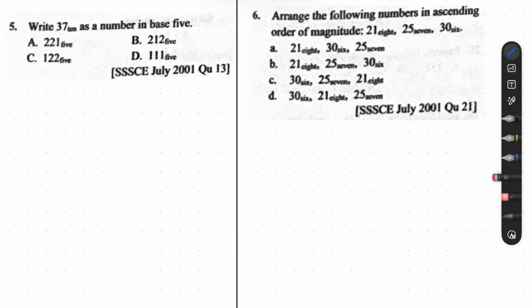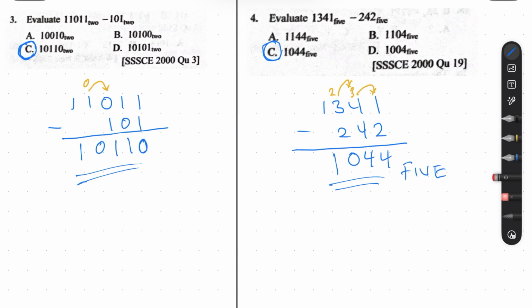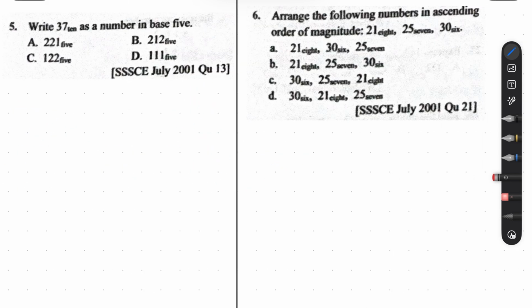So in this session, we start with question number 5. In the previous session, we ended at question number 4, right? Question number 5 says, write 37 base 10 as a number in base 5. Okay, so we already did this before. That's an example, but then let's solve it right here. So how do we do that?